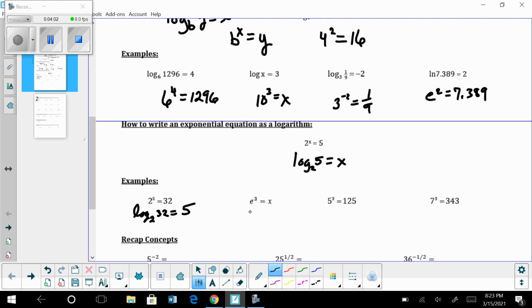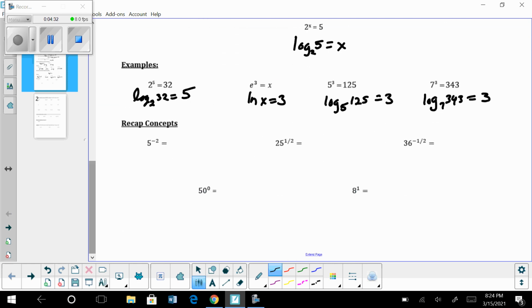And with e, it's ln. The exponent is what goes on the side by itself. The ln of x equals 3. The log to the base 5 of 125 equals 3. The exponent's on the side by itself. Log to the base 7 of 343 is 3. Okay, so that's how that works.